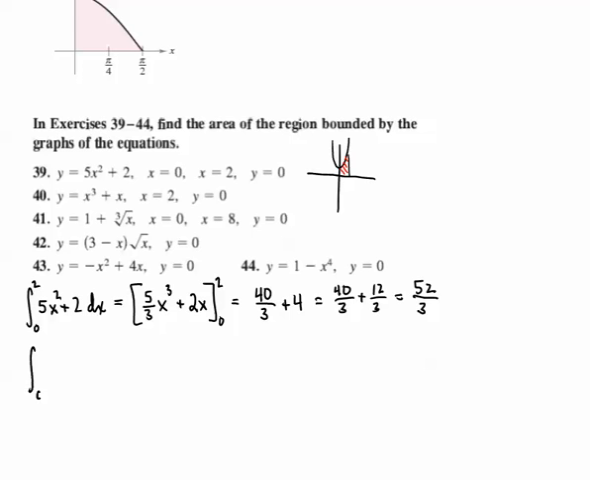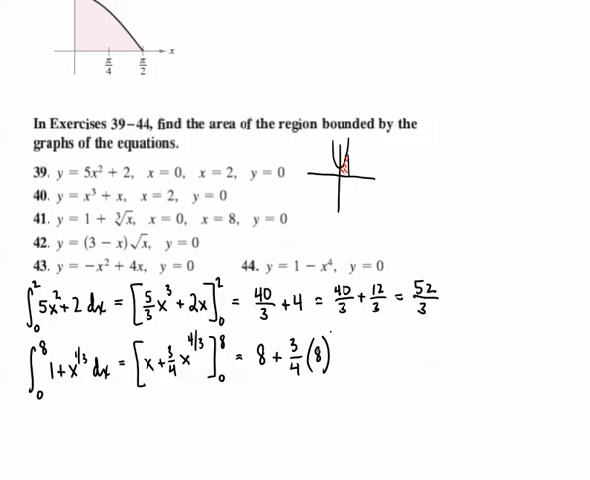So we want the integral from 0 to 8 of 1 plus x to the 1/3 power dx. So the antiderivative of 1 is x. The antiderivative of x to the 1/3 is x to the 4/3 divided by 4/3, same as multiplying by 3/4, and from 0 to 8. So first we're going to plug in x equals 8, plus 3/4 times 8 to the 4/3 power. And finally, when we plug in 0, we're going to get 0 for all of the second part of this.